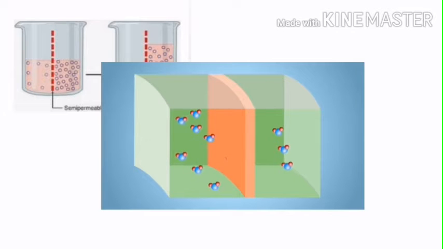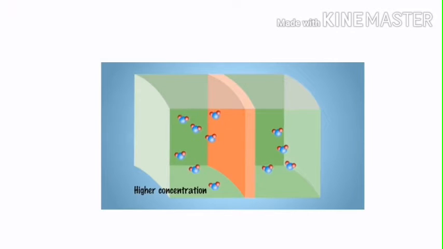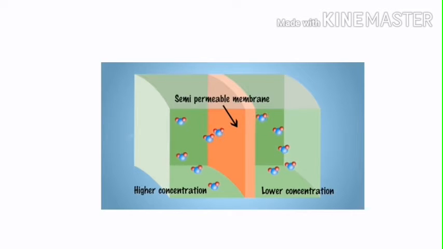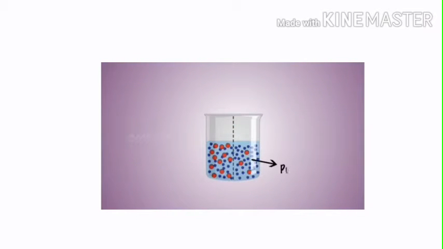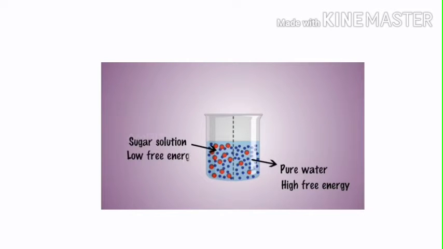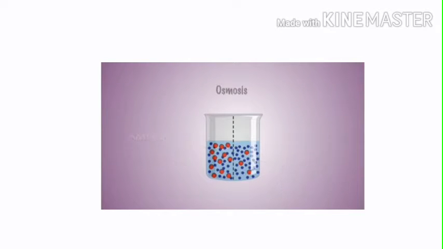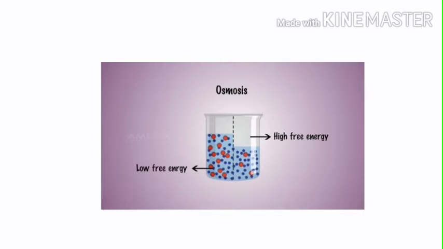It is the process by which fluids move from a region of higher concentration to a region of lower concentration through a semi-permeable membrane. Osmosis occurs due to the free energy of the solvent molecule in two regions. The free energy of the solvent of pure water is greater as compared to that present in the solution. So when osmosis occurs, the solvent moves from a region of its high free energy to a region of its low free energy through a semi-permeable membrane.